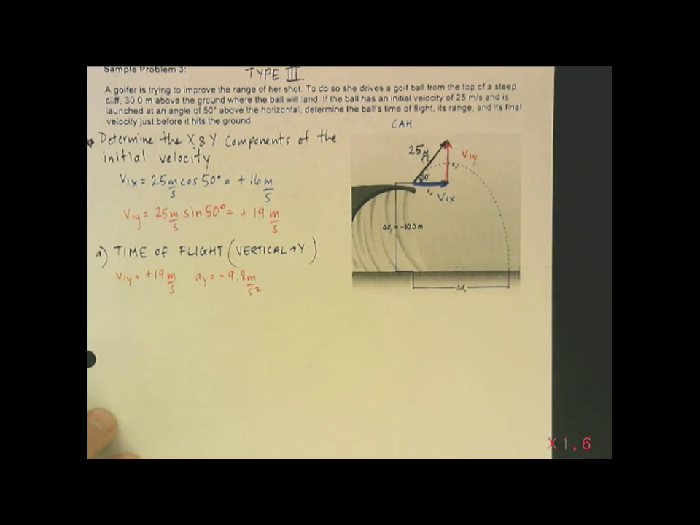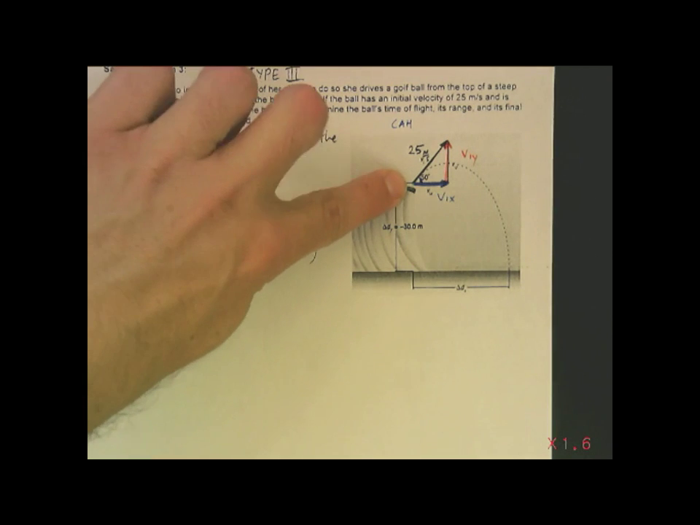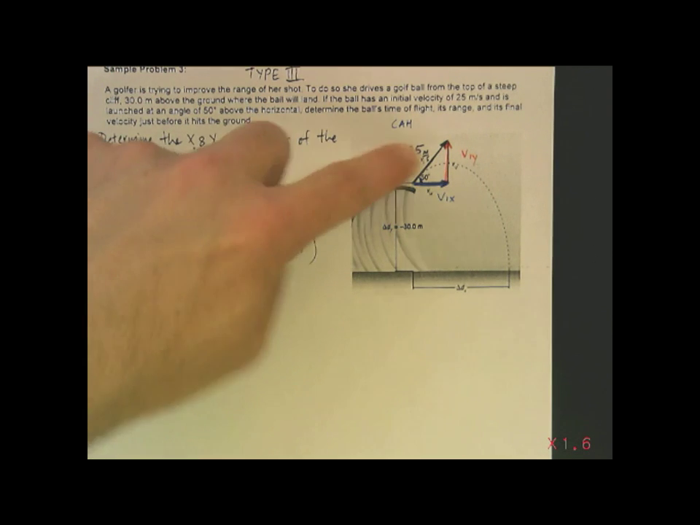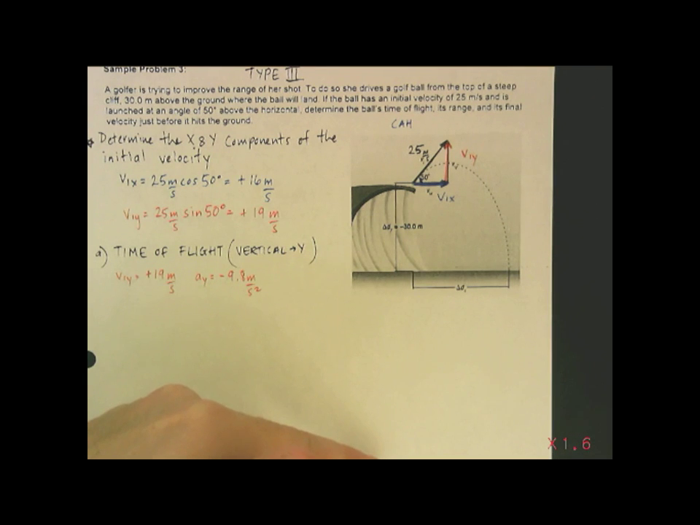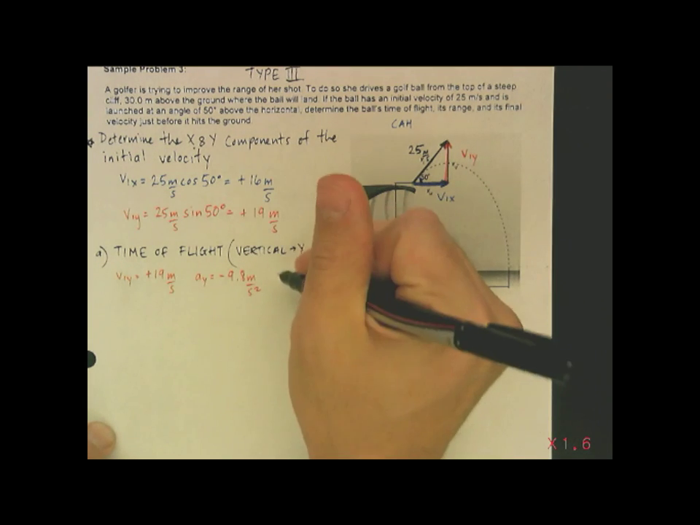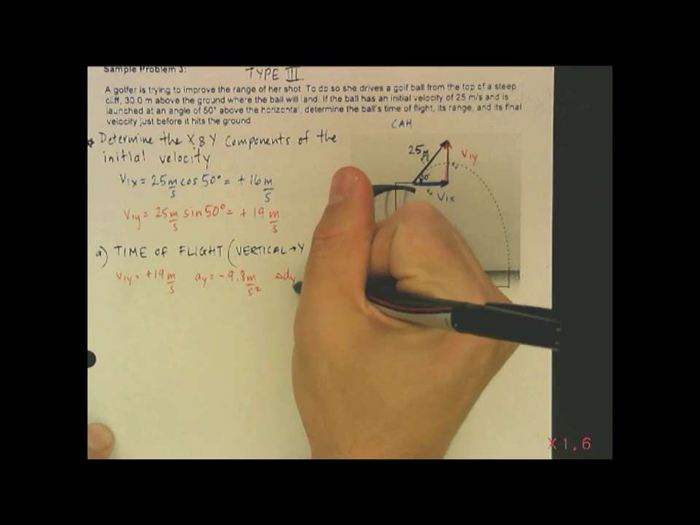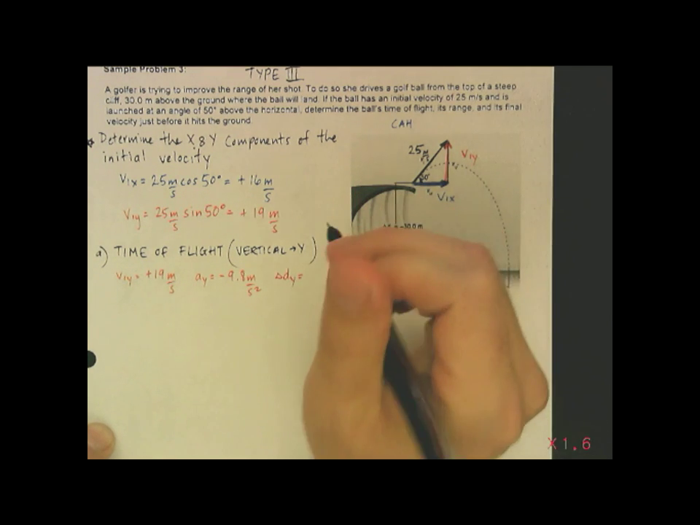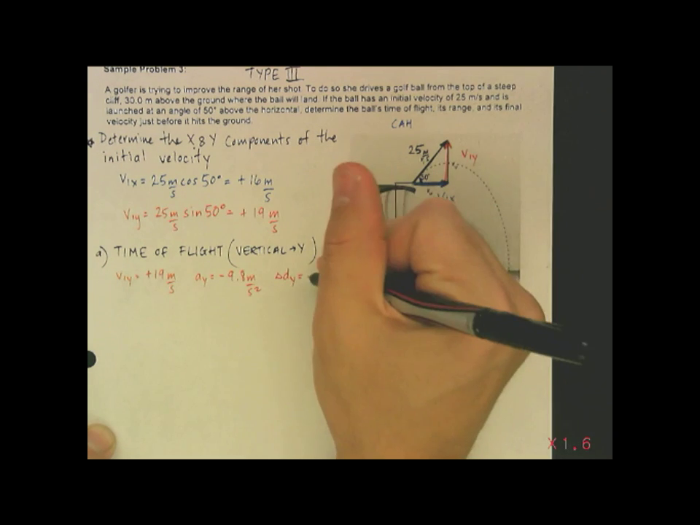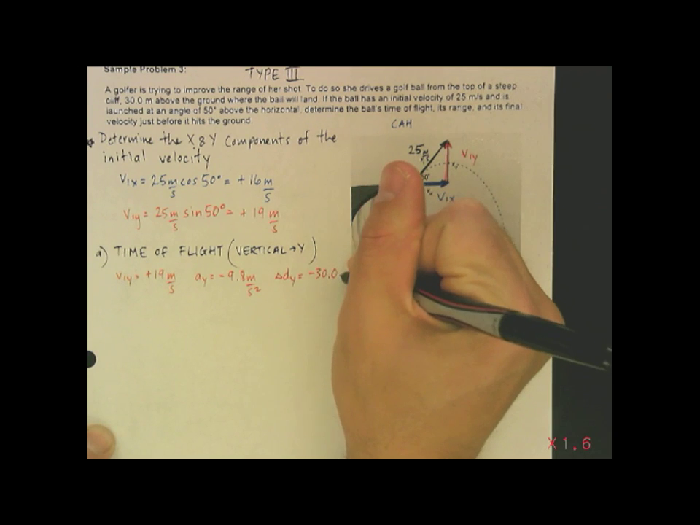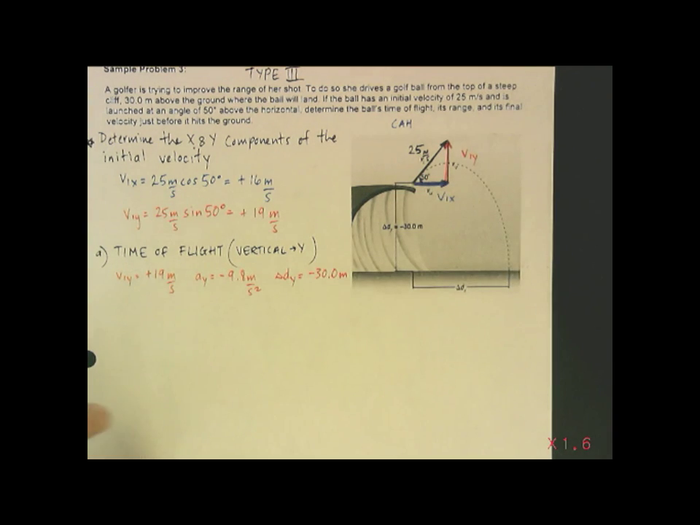Now take a look at this diagram for a moment. The golf ball starts here and ends up on the ground. So vertically, what will its change in position be before and after? Josh? Negative 30 meters. Is the displacement down or up? Does the ball eventually go down or does the ball eventually go up? Down. So we have to account for that and say the displacement is negative 30.0 meters.